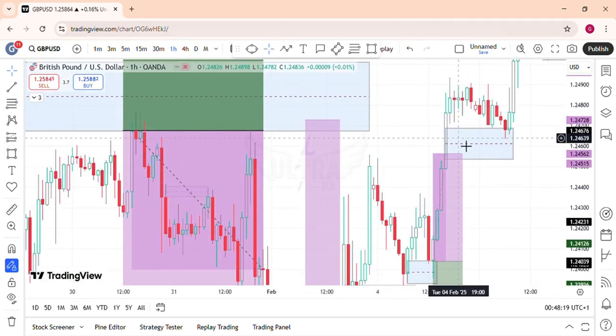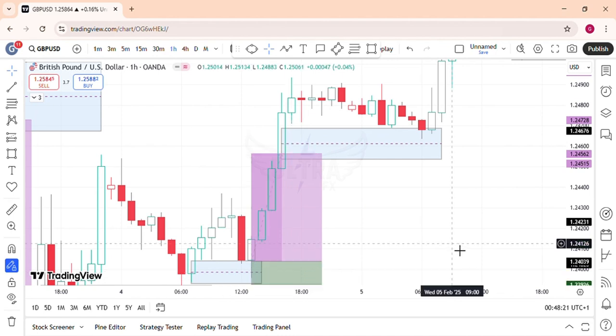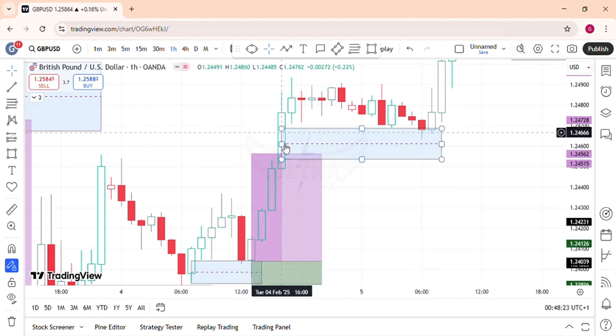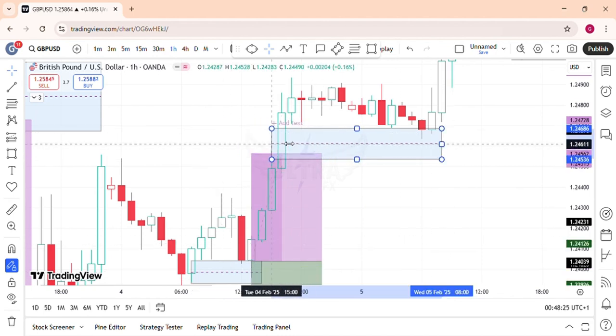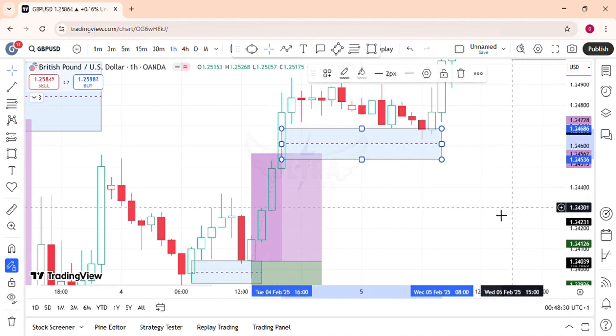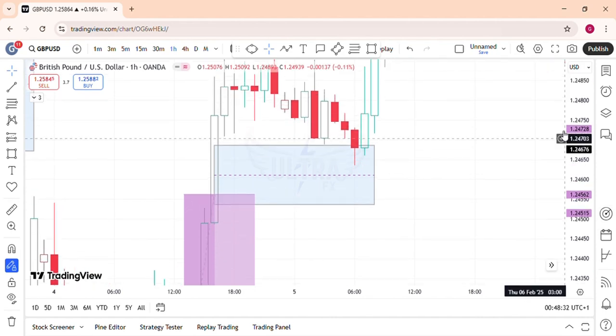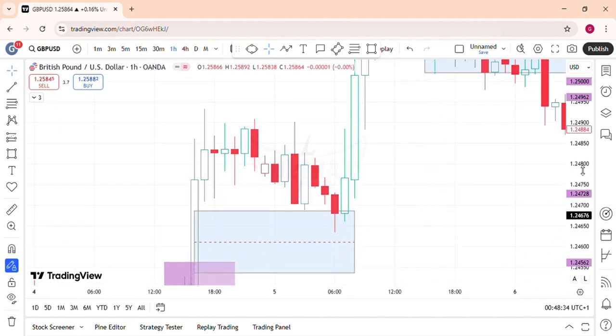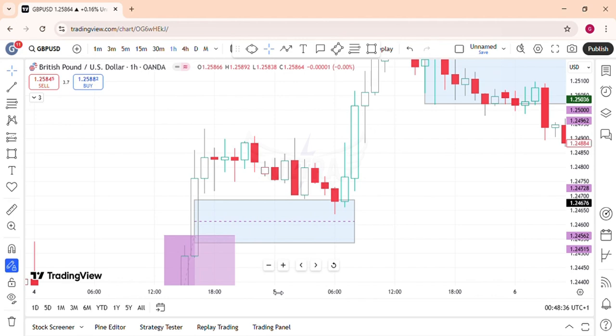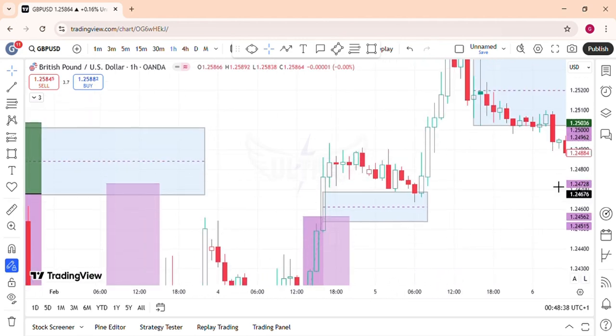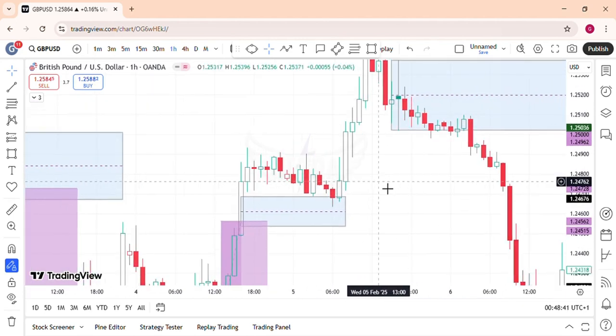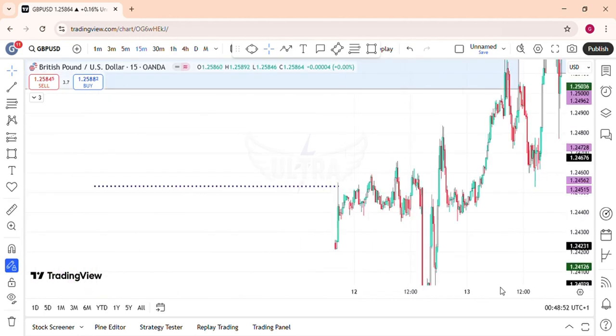So you can see on Wednesday, 5th of February, we have a fair value gap, like I said, on the 1 hour time frame. So that is why you have to start with the higher time frame first to identify your highest PDRA that market will respect, either your high, low, or your fair.